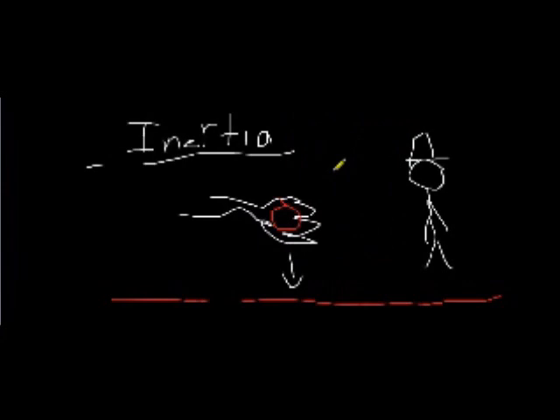Hi, welcome back to my video series on Newton's three laws. In the previous video, we left off on the first law, which, if you didn't realize, is the law of inertia. So, just to review, the law of inertia says that an object at rest will stay at rest, and an object in motion will stay in motion unless acted upon by an external force.